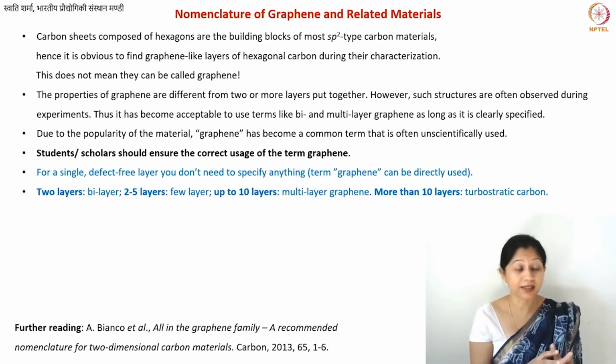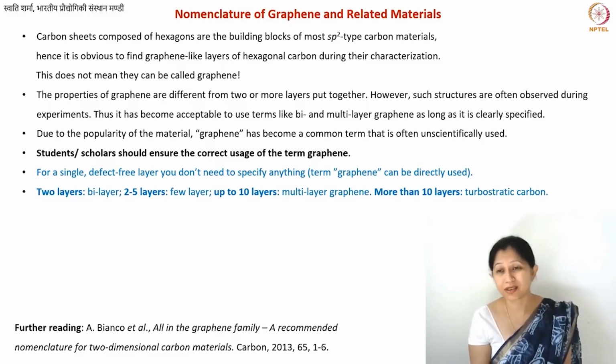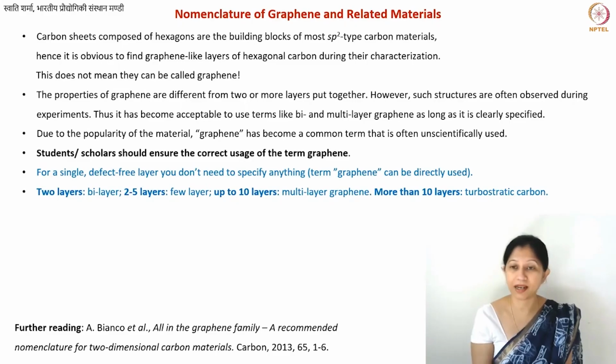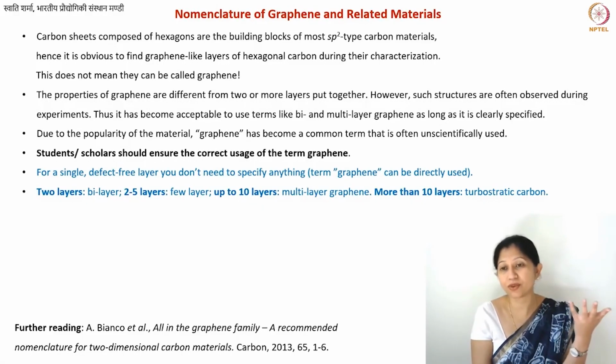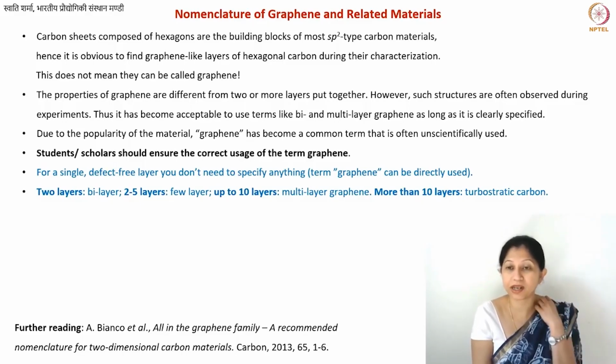Now, I said that we use terms like bilayer, multi-layer, few layers. So how many layers are acceptable? Typically 2 layers, sometimes also 3, is bilayer, as the name suggests. Few-layer graphene is the term used for 2 to 5 layers. So if it is 2 or even up to 3 layers, people end up calling it bilayer graphene. But between 2 and up to 5, you can call it few layer. If you have more than 5 but still fewer than 10 layers, you will call it multi-layer graphene.